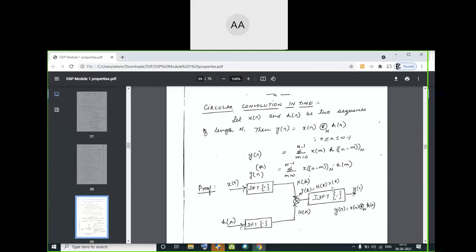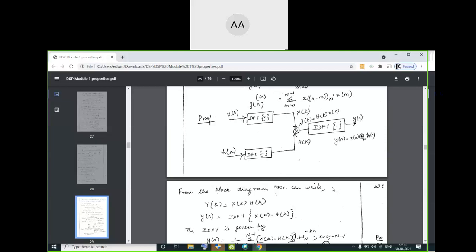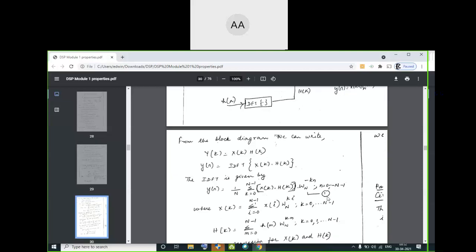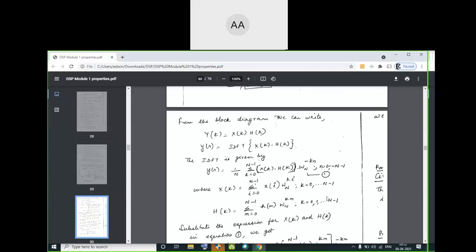Just think, is it not? That is the reason we are going with this kind of a property. This is a very important property. So we will see how we are going to do this.